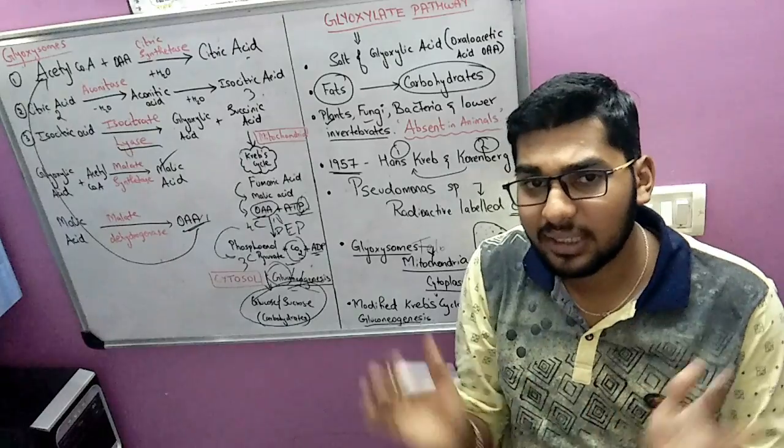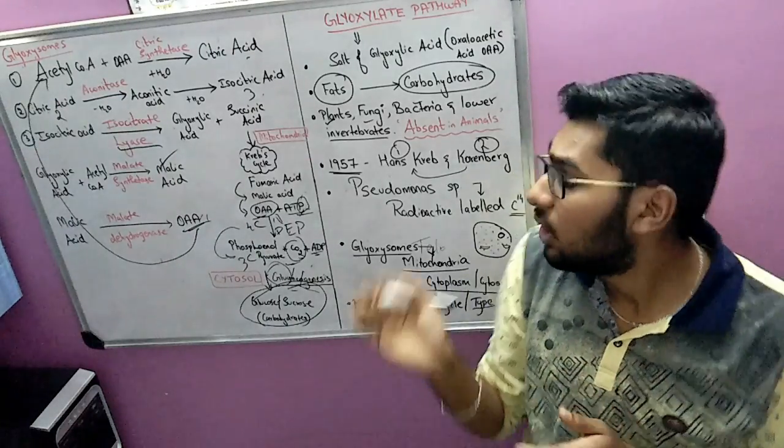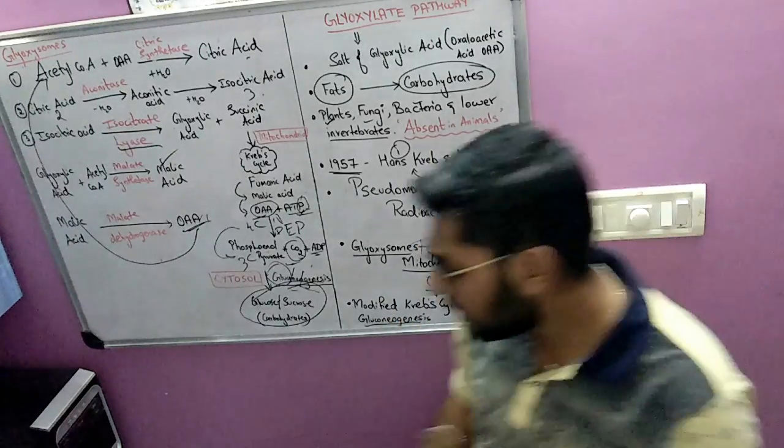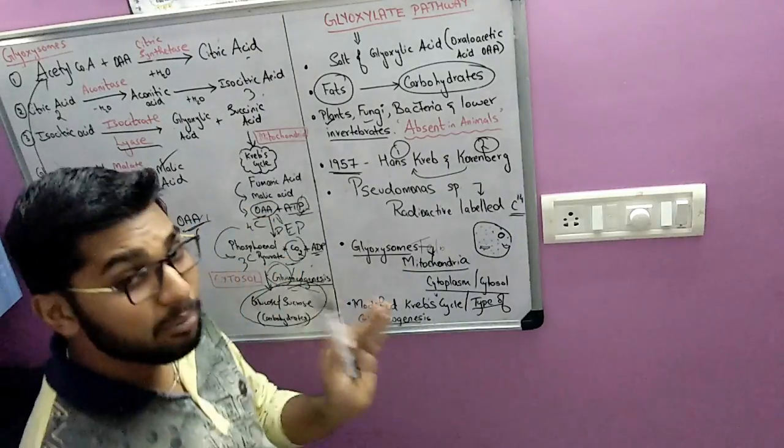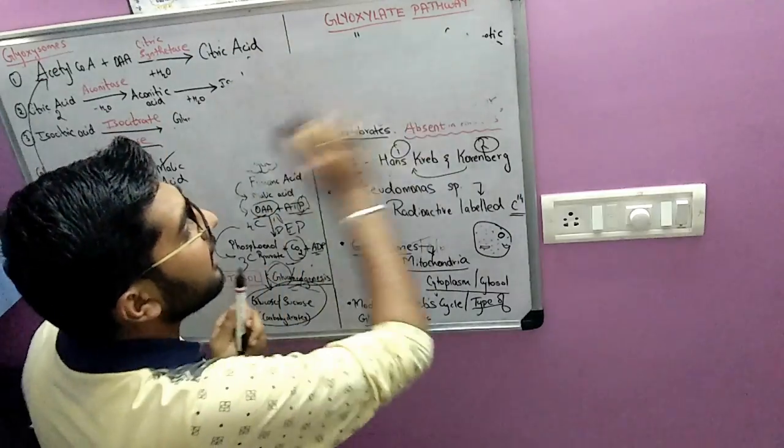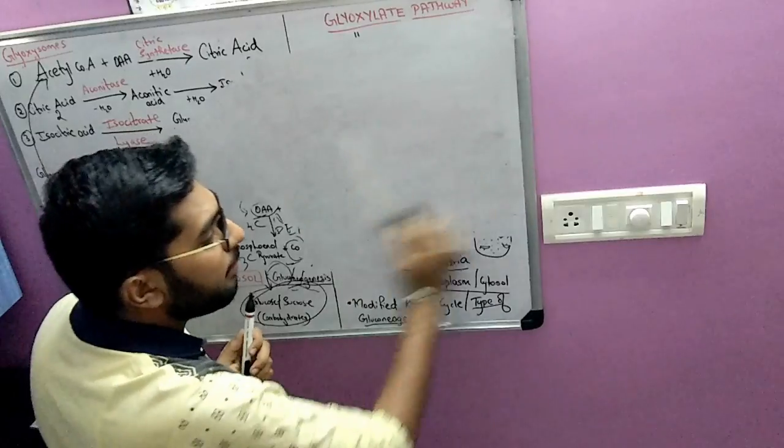Now, how to remember this entire reaction or entire pathway? For this, you have a mnemonic to remember. The mnemonic is very simple. If you just remember that mnemonic, the entire cycle or the entire pathway will be in your hands.